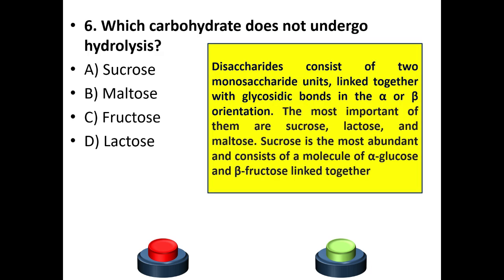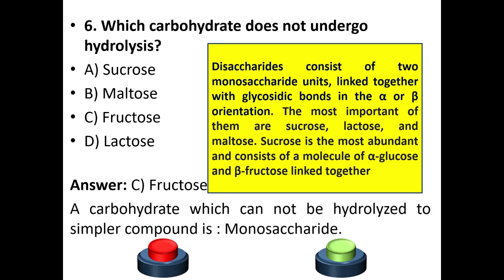Sixth. Which carbohydrate does not undergo hydrolysis? Sucrose, maltose, fructose, lactose. Here which is the answer? Here answer is C, fructose. Disaccharides consist of two monosaccharide units linked together with glycosidic bonds in the alpha or beta orientation. The most important of them are sucrose, lactose, and maltose. Sucrose is the most abundant and consists of a molecule of alpha glucose and beta fructose linked together. A carbohydrate which cannot be hydrolyzed to simpler compounds is known as a monosaccharide.